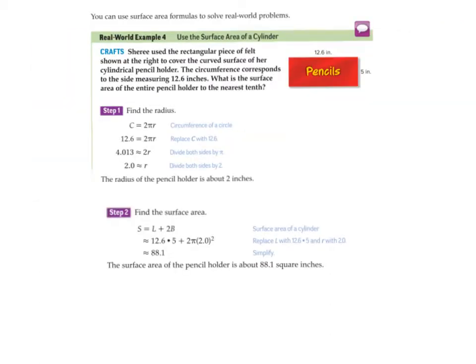Alright, so let's have a look at what you've got. Now we want to find the surface area of the cylinder. Well, the first thing you need to do is find the radius, but what does it tell you?